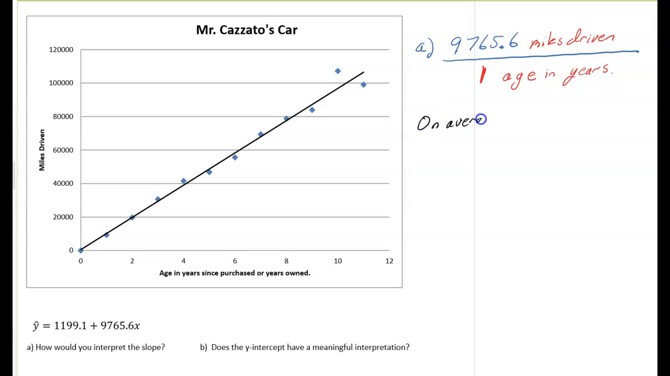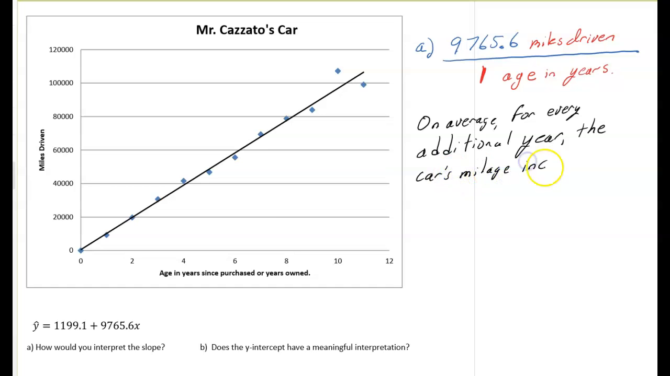And then we need to write a sentence for that. So on average, for every additional year, the car's mileage increases by about 9765.6 miles. And I think I misspelled mileage. I'm going to look that up in a second. So I corrected the spelling on mileage there in blue. So in the interpretation of slope, on average, for every additional year, the car's mileage increases by about 9,765.6 miles.